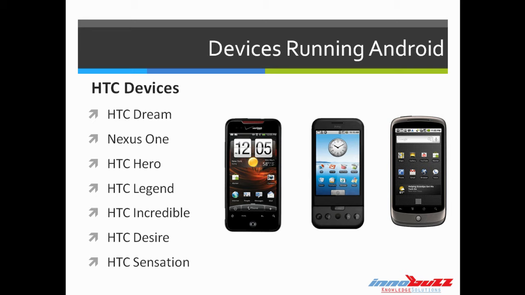Android runs across various devices, and HTC is one of the leading manufacturers of Android devices. They have released various devices like HTC Dream, Nexus One, HTC Hero, HTC Legend, HTC Incredible, HTC Desire, and HTC Sensation. Nexus One is the flagship device which was created in collaboration with Google.